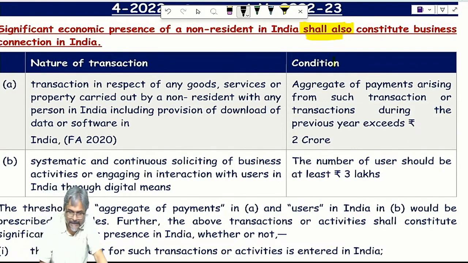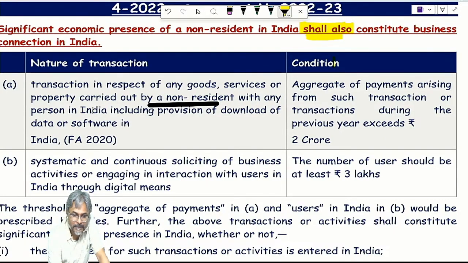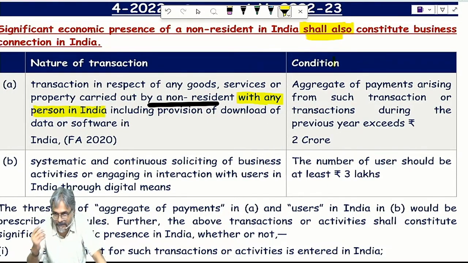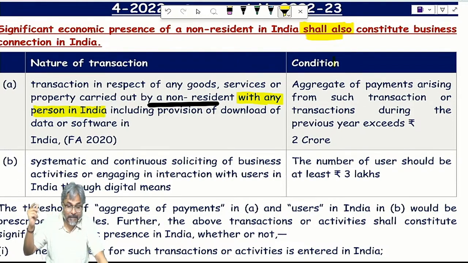So what it is? Be careful about the terms, all of you. Transaction in respect of any goods, services or property carried out by a non-resident. Be careful. With whom? With any person in India. A new phrase. Although this has not been explained, a new phrase has come.